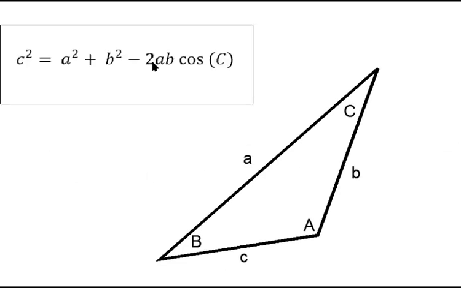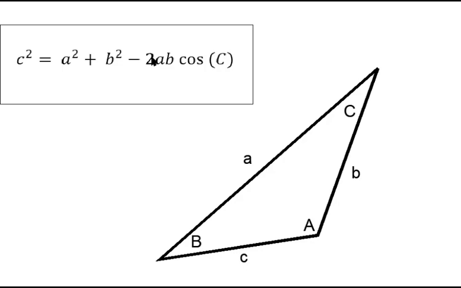The law of cosines is very useful if you know, say, the lengths of two of the sides and an angle. In this case, we know the length a and the length b, and we know the angle C. If we know those, we can use this equation to solve for the side c. This is also known as SAS, or side-angle-side. So c squared is equal to a squared plus b squared minus 2ab cosine of C.